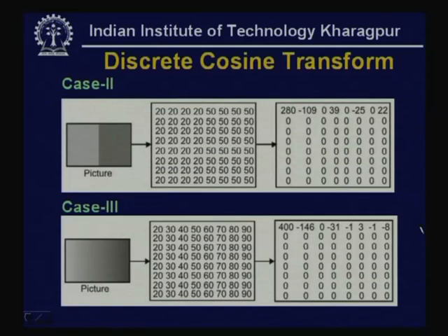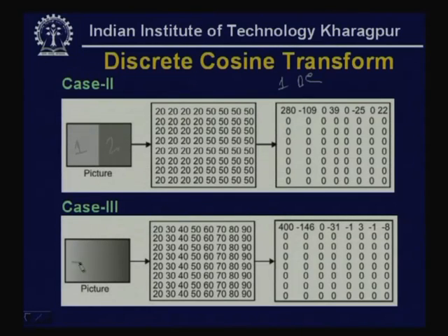Then let us consider the second case, where you have got 2 different tones, that means 2 different intensities. As you can see, the intensity level is represented by 20 20 20 20, and the other half is 50 50 50. After discrete cosine transform, as you can see, it has one DC component, a few AC components and a large number of 0 values. So, the number of zeros is significantly increased, and you have very few AC components and a DC component.